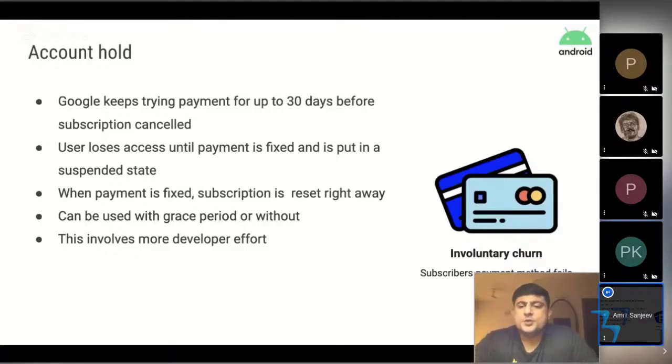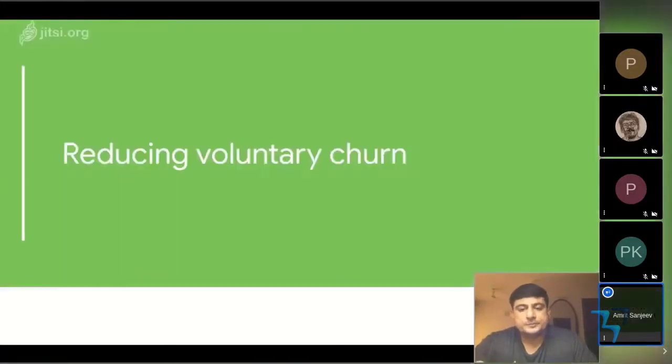There are different ways in which you can help the user to solve the problem faster. Even though this sounds like the more right thing to do here, it also involves developer effort. You can use it with a grace period or without a grace period. You can decide how you want to use it.